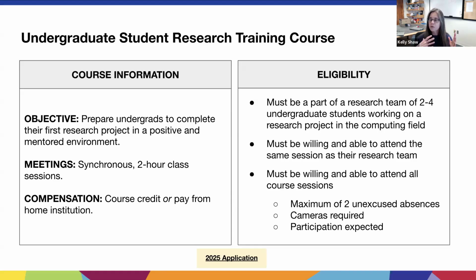So to be eligible, you need a research team of 2 to 4 undergraduate students working on a research project in a computing field. Those students have to be willing and able to attend the same session as the other members of their research team. And of course, they have to be willing to attend all of the course sessions with a maximum of 2 unexcused absences and participate actively. And in order to be part of the undergraduate student research training course, students need to apply. And we'll talk more about that in a second, but there's a link at the bottom of this page for that.